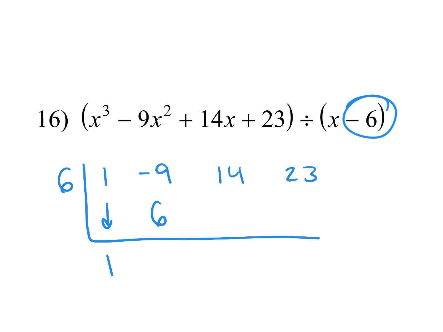What's negative 9 plus 6? Negative 3. What do I do next? You're going to multiply the 6 and the negative 3, and you get negative 18. What's 14 minus 18? Then you're going to subtract 4. Then you multiply the 6 and the negative 4. And what do we get? You're going to get negative 24.